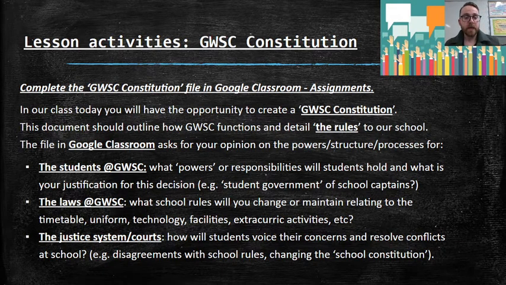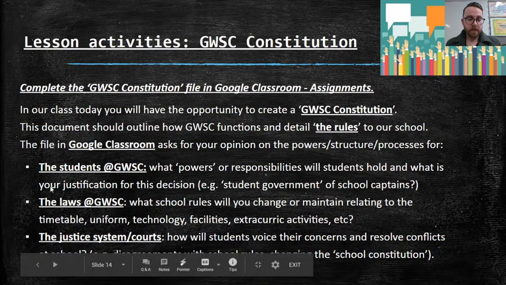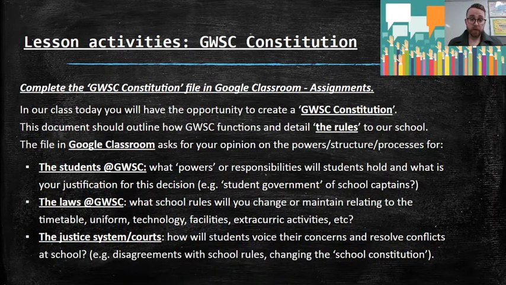So basically, in Google Classroom, I've got a little survey, a little quiz, three questions, and I'm just asking you questions about the different elements of a constitution. So the people, the power, and the laws, the justice system, if you will. I'll show you where that quiz is in a moment, but basically you're going to be telling me what you think GWC students should be allowed to do at school. In the Constitution of Glen Waverley, here's what students should be allowed to do. What powers will they hold, what responsibilities will they hold, and what is your justification for this decision?